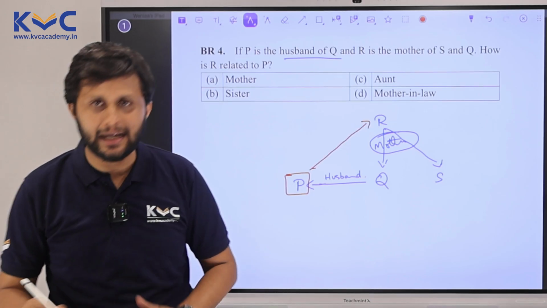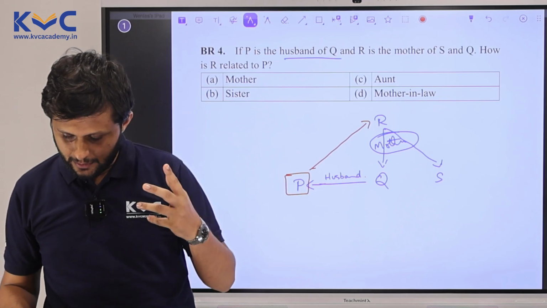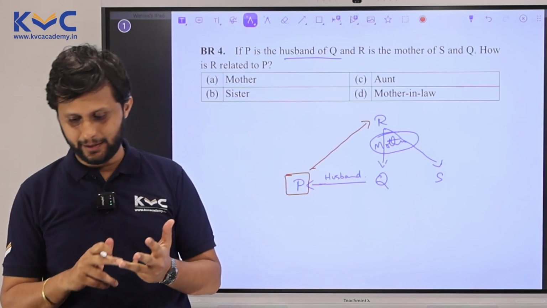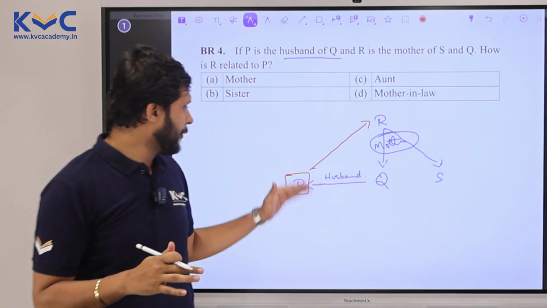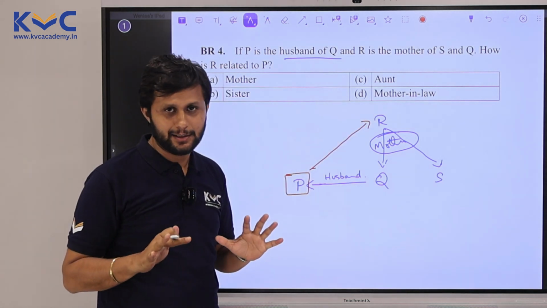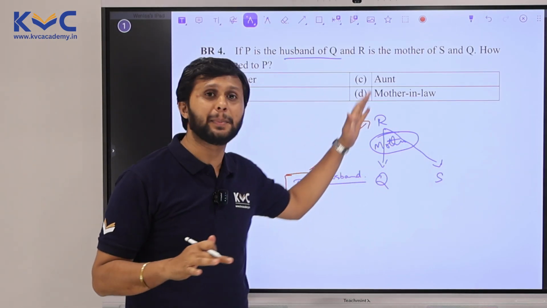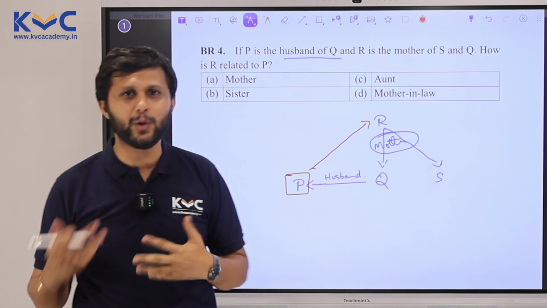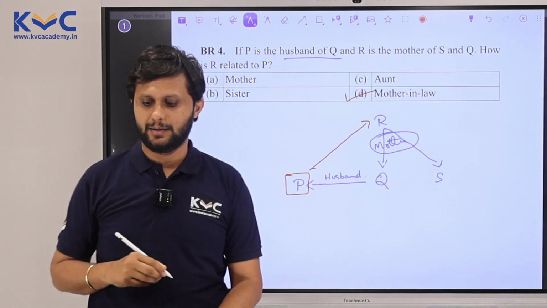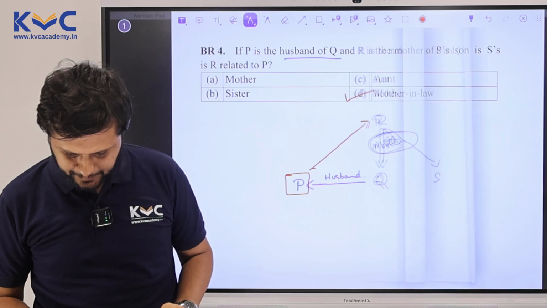So we are talking about a higher generation, the previous generation. In the previous generation, I told you we have mother, we have father, we have uncle and aunt. But if you see over here, for P, there is no direct blood relation. But we have Q to be wife of P. So we are talking about wife's mother. Wife's mother, what do you call? Yes, that's mother-in-law. Option D is the right answer. We'll move to question number 5.